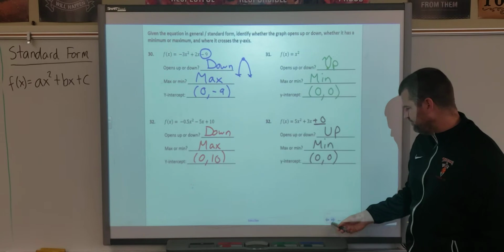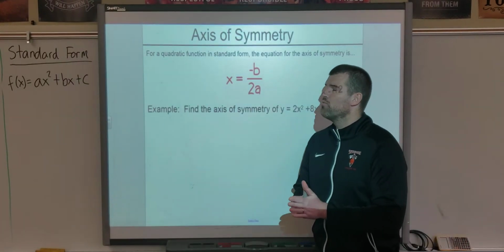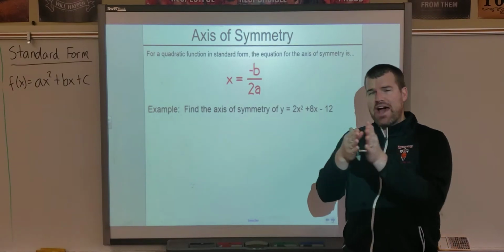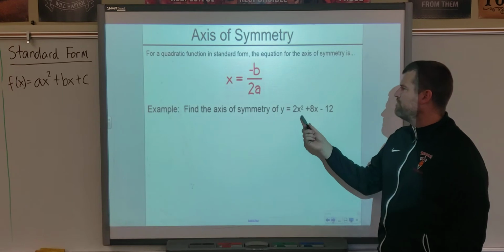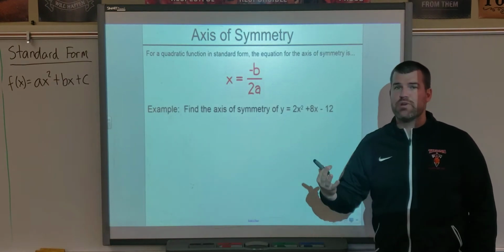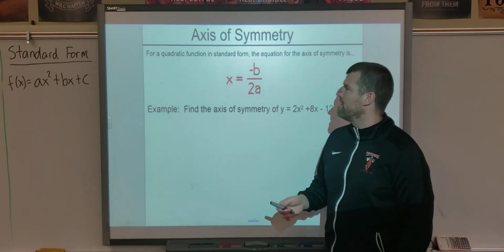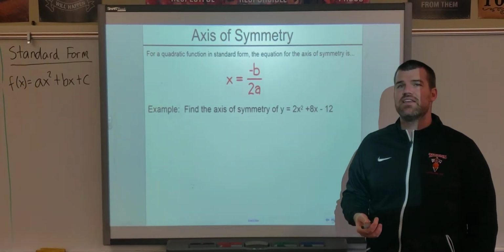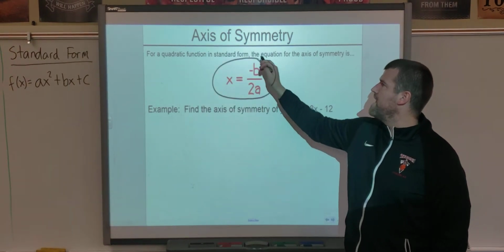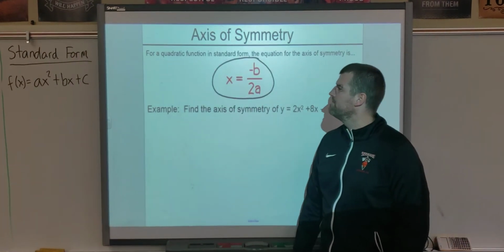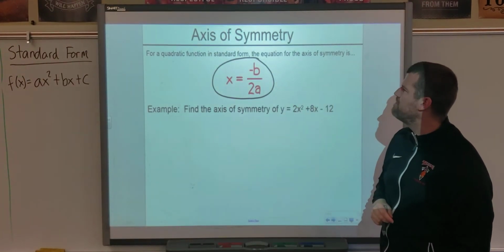Pretty simple. All right, the axis of symmetry. When we did factored form, we were able to go halfway between the roots to find the axis of symmetry. But in standard form, we can't do that because we don't know what the x-intercepts are unless we factor it. But there is a formula that we can use to always find the axis of symmetry, and that is x equals negative b over 2a. That seems kind of familiar. Where have we seen negative b over 2a?